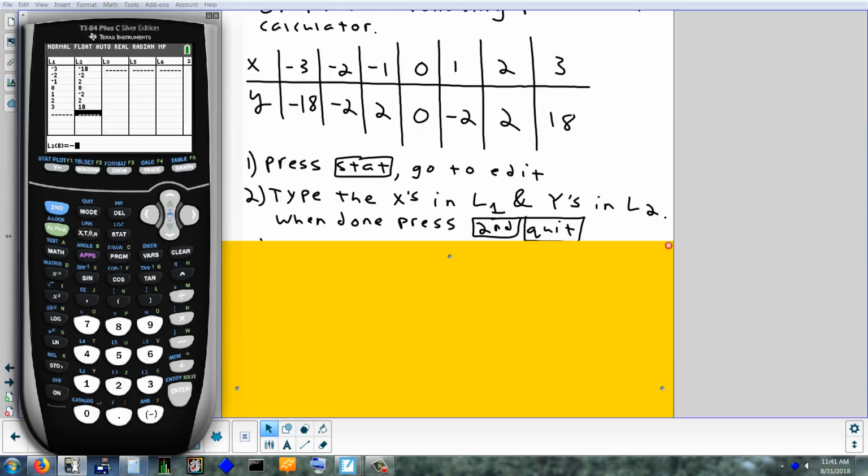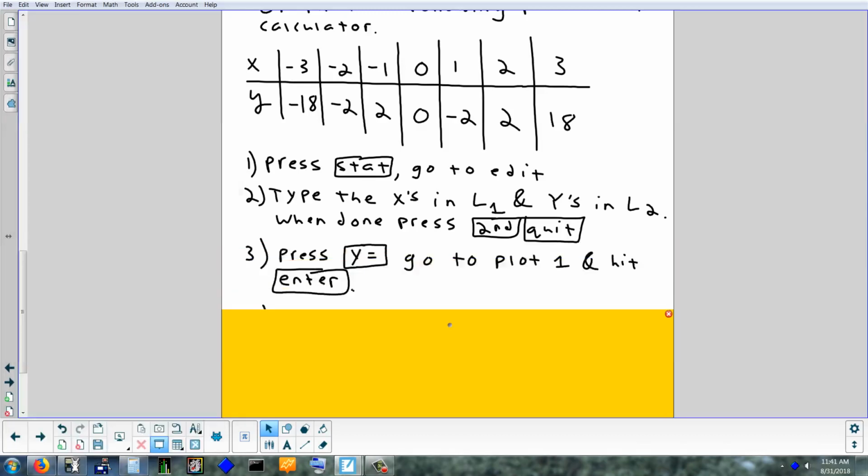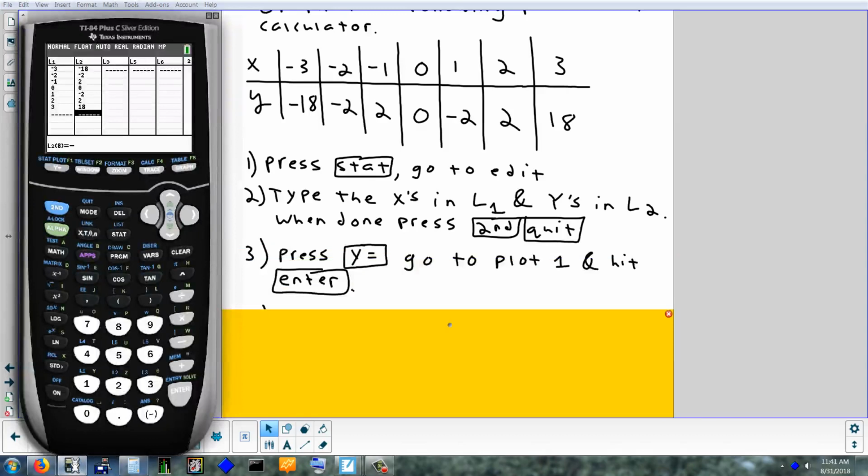Okay, any other questions? So now we've typed in a bunch of data. Now we're going to look at it on the screen. We're going to press the Y equals button, and what we have to do is turn on one of our scatter plots. If you've got anything else in there, we can just get rid of it so it's not in the way. So I'm going to go to plot 1. Notice plots 1, 2, and 3 are not highlighted right now. Go to plot 1, hit enter, and now plot 1 is highlighted.